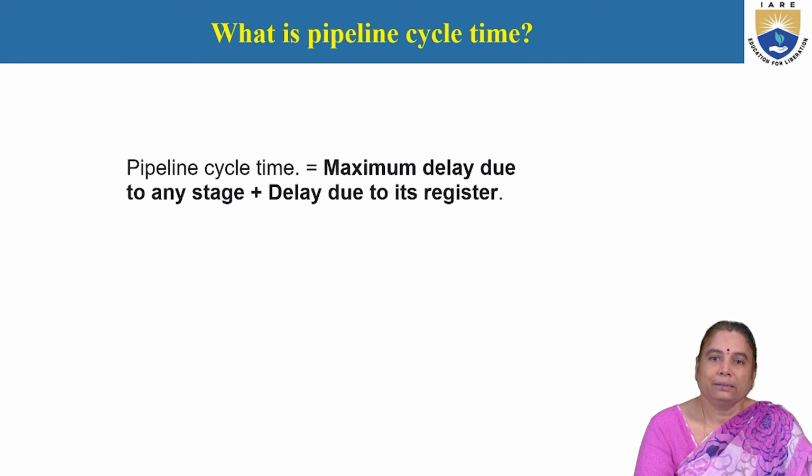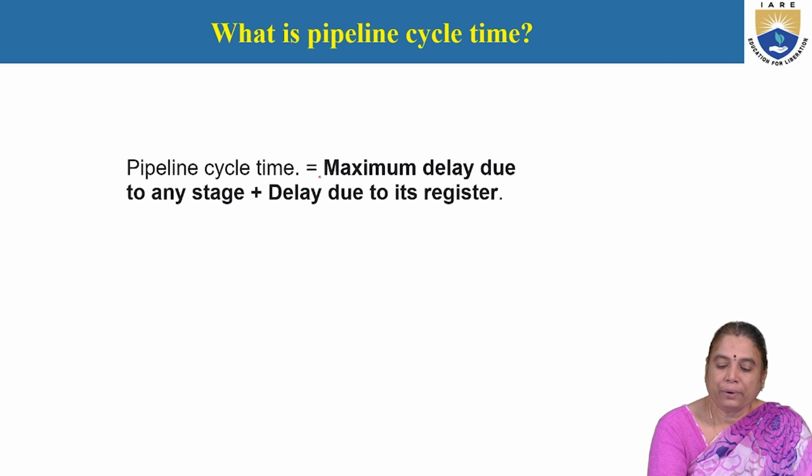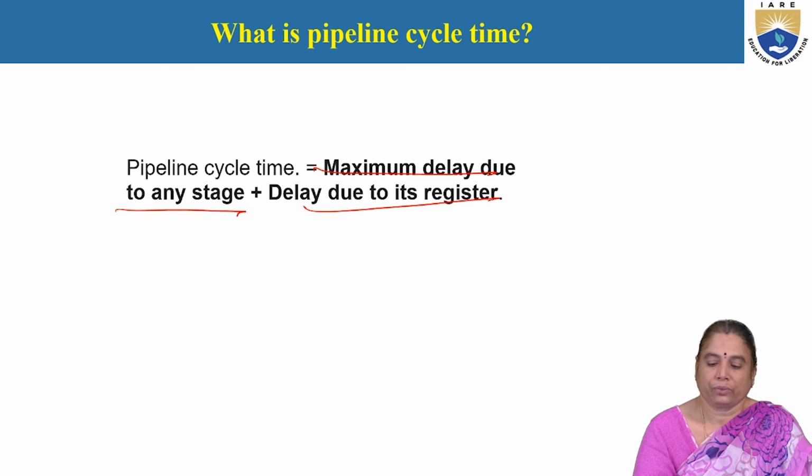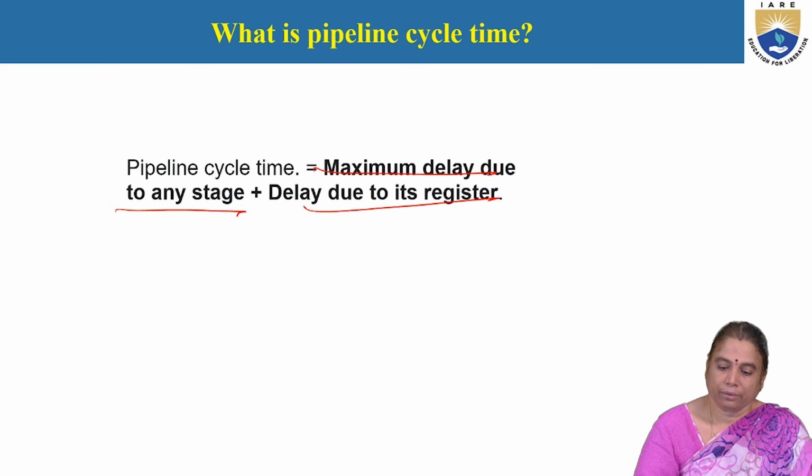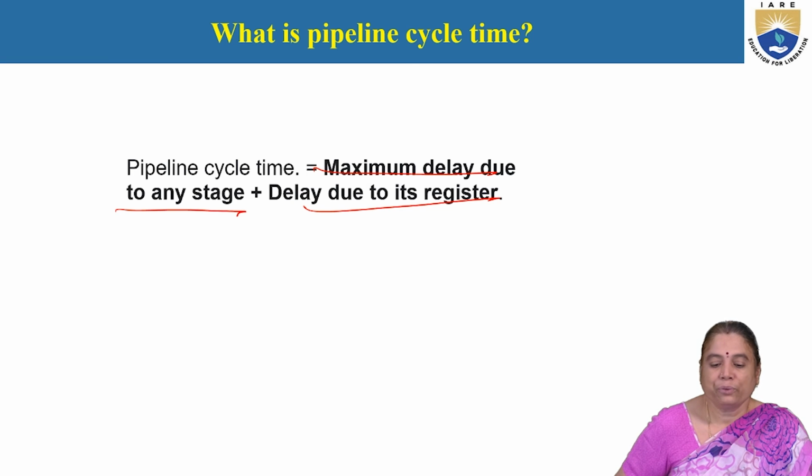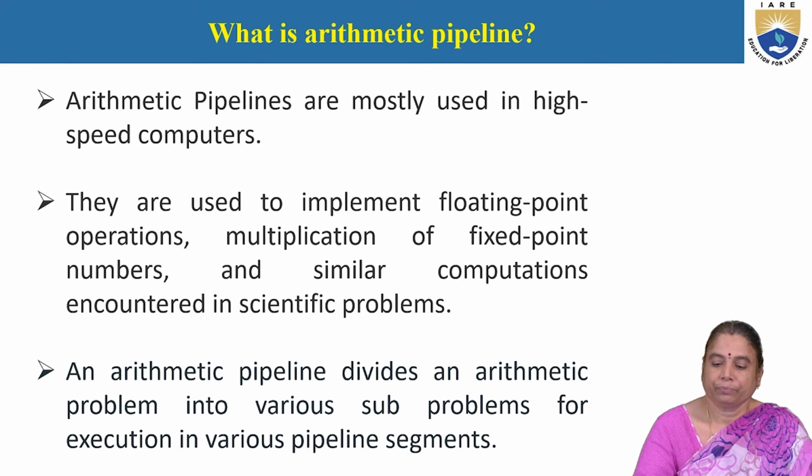What is pipeline cycle time? The pipeline cycle time is calculated with the formula: maximum delay due to any stage plus delay due to its registers. So the computational task can be divided into segments. What is the delay for each segment and what is the delay due to operand access in the register. The sum of these two can be considered as the pipeline cycle time.